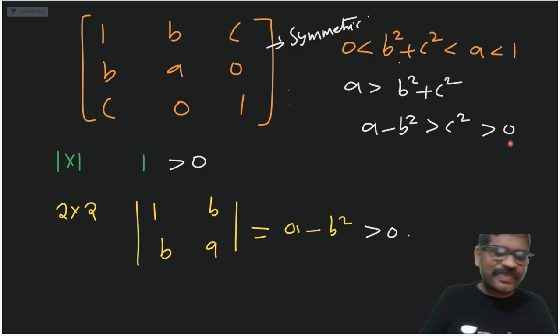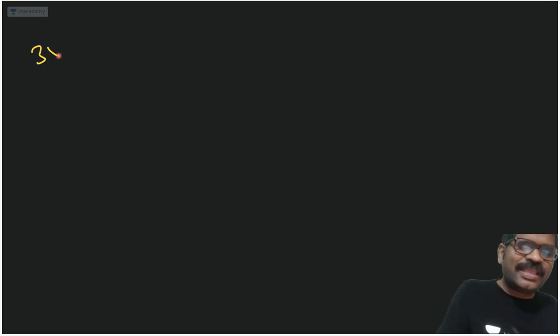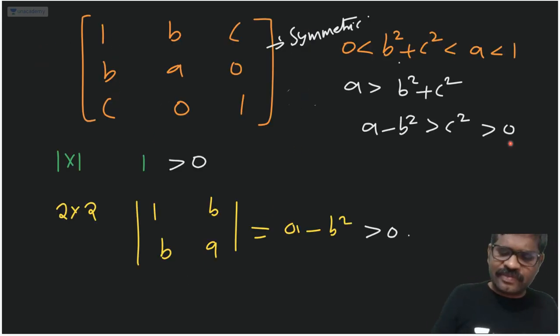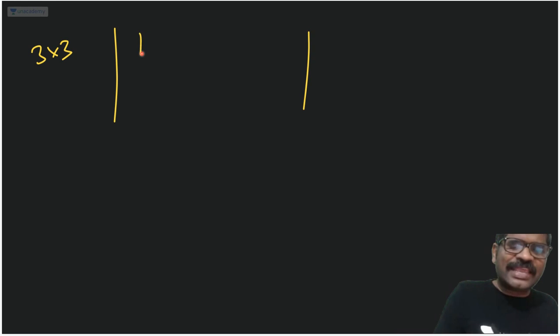Next, examine the 3 cross 3 leading minor: 1 B C.